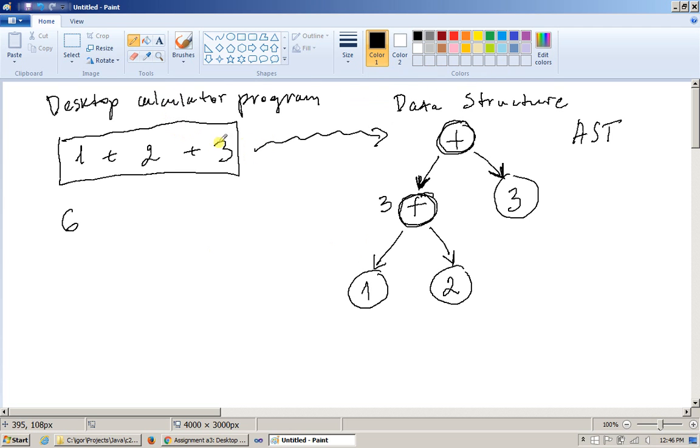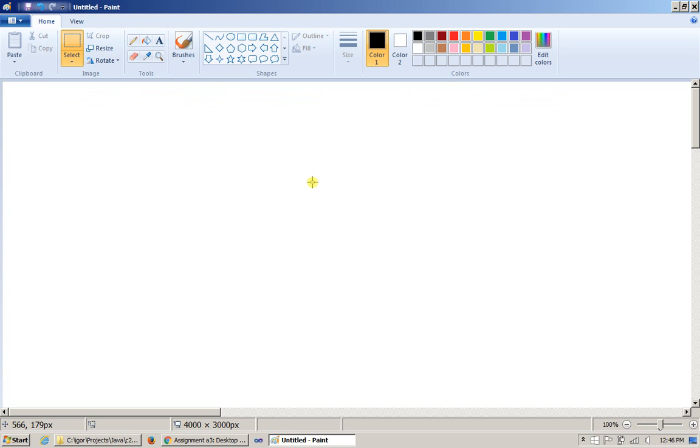Okay, so this is the direction in which we're going, and I've written some sample code which will be helpful to what we do, and we will soon explore that.